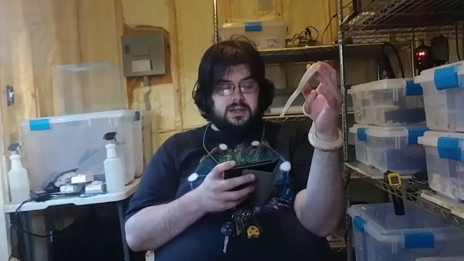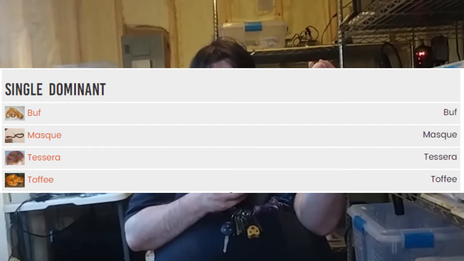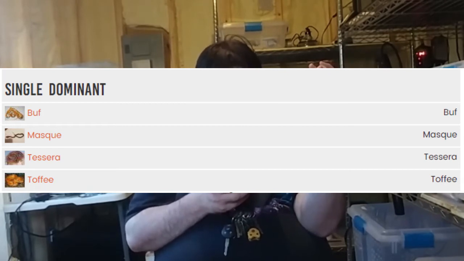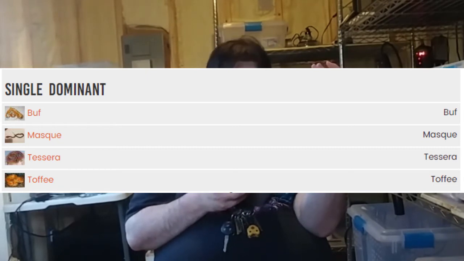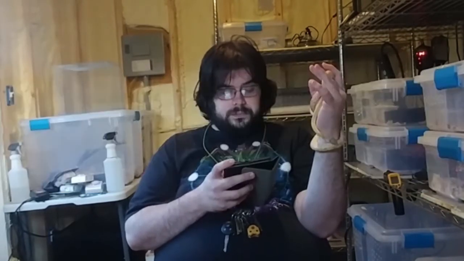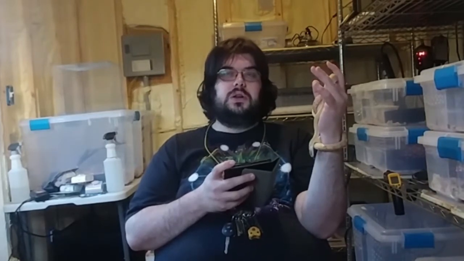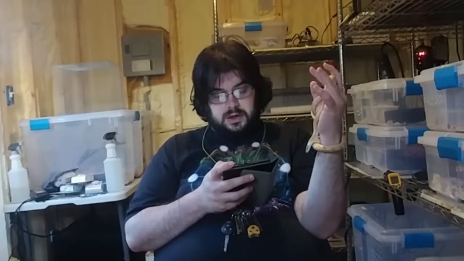And then you get to the single dominant genes, which are going to be the Buff, Mazik, Tsara, and Toffee. Buff and Toffee are just about the same gene, and Mazik and Tsara are both dominant genes. And you know about Topaz if you've seen any of my other videos, because I love my Topaz and the name and everything. So then it gets down to the double traits, the two gene combinations.